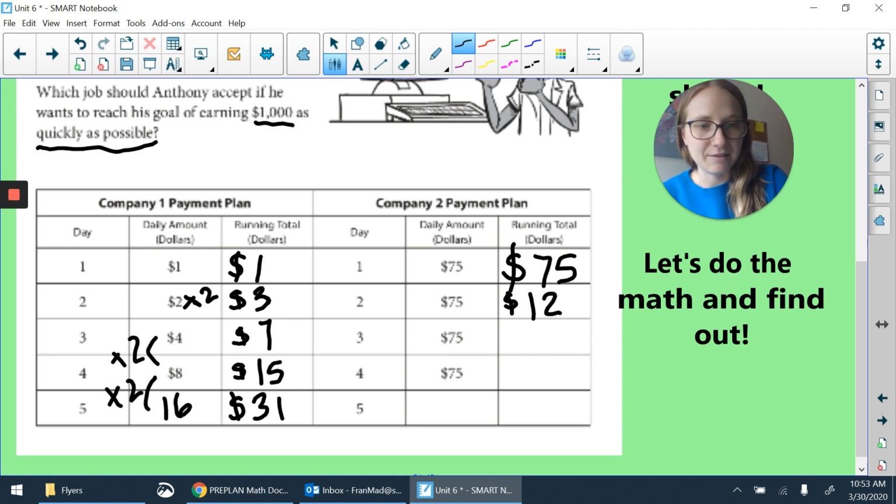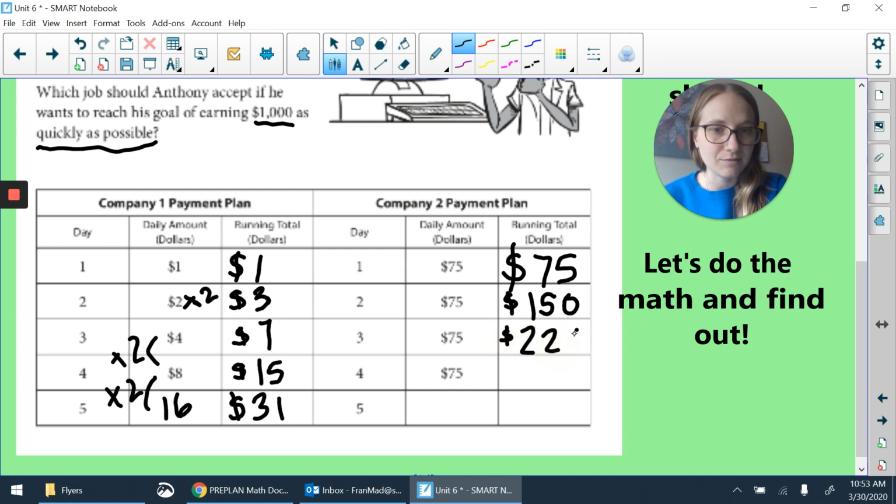$1.50 for him to have a total of $150 in savings. So then on day 3, he made another $75. $150 plus 75 more is going to get him to $225 in his savings. Now on day 4, he makes 75 more dollars. I know that 225 plus 75 is a total of 300.